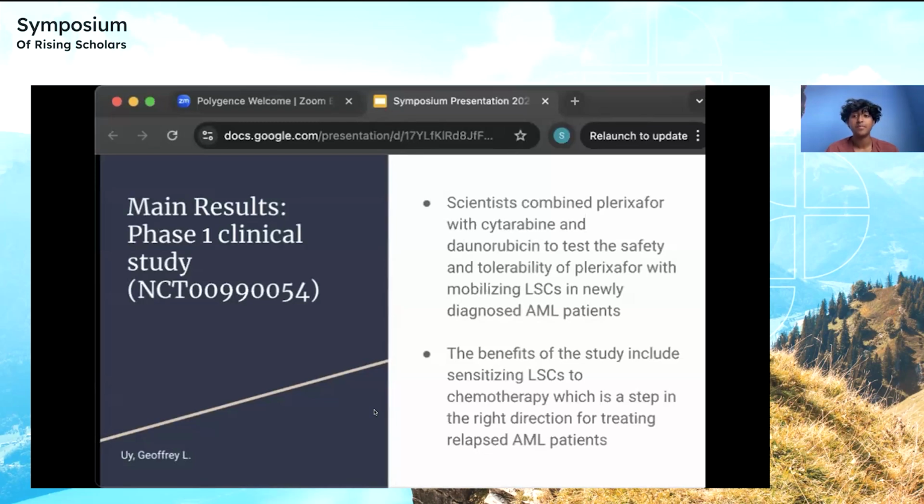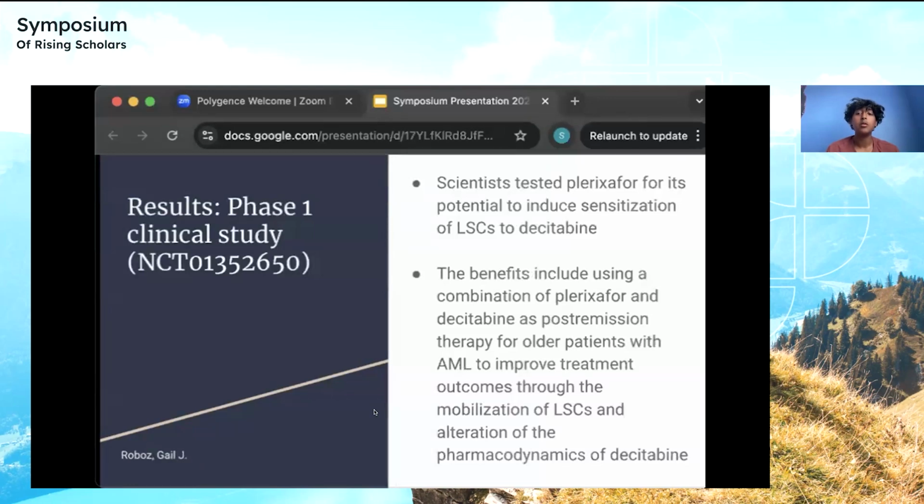So then there's a second study that we go over, and in this study, conducted by Jeffrey L. Oy, the scientists tested plerixafor for its potential to induce sensitization of LSCs to decitabine. And the scientists conducting the trial actually hypothesized that combining the plerixafor with the decitabine would improve treatment outcomes through the mobilization of LSCs. The results of this study had a response rate or a complete remission rate of 43% and an overall survival of 11 months over the course of a 4 to 6 month long treatment. And the specific benefits of the study include using the combination of plerixafor and decitabine as post-remission therapy for older patients with AML to improve treatment outcomes through the mobilization of LSCs and the alteration of the pharmacodynamics of decitabine.